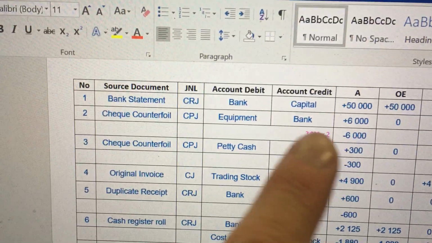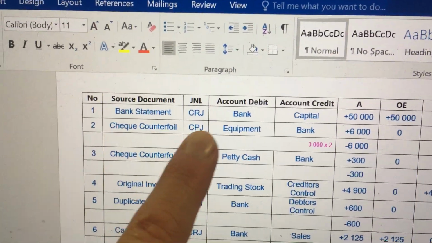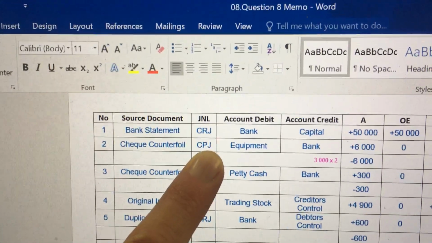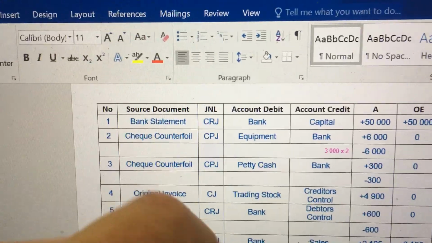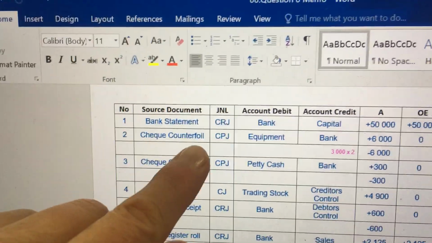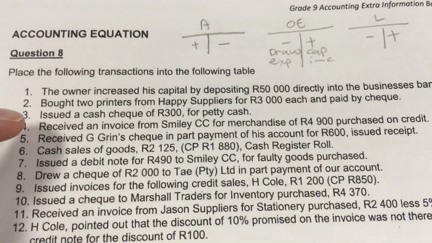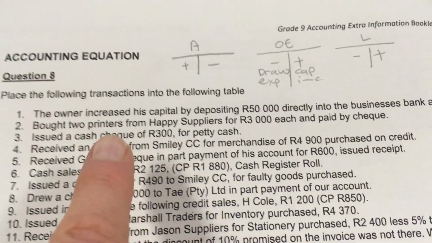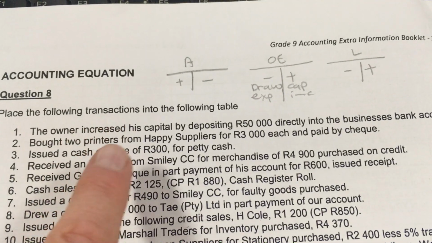And then we've paid by check, which means money's gone out of the bank account, so it'll affect my CPJ. And the source document, we wrote out a check. We gave the check away, and we left with the check counter foil. 3. Issued a cash check for petty cash. Issuing a cash check, that means we're taking money out of the bank.